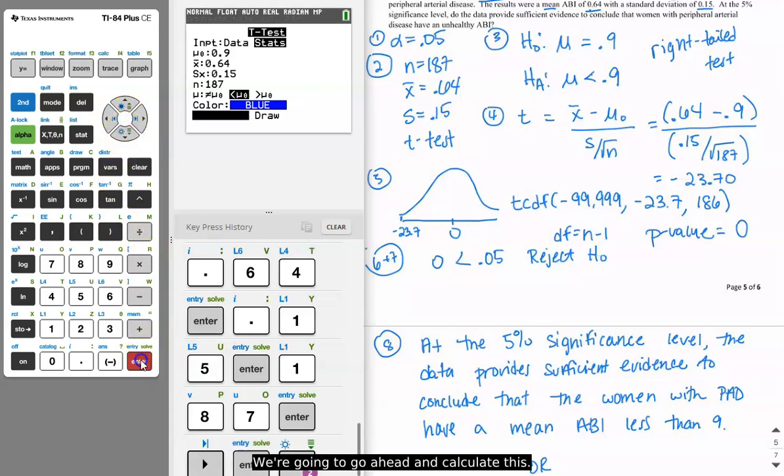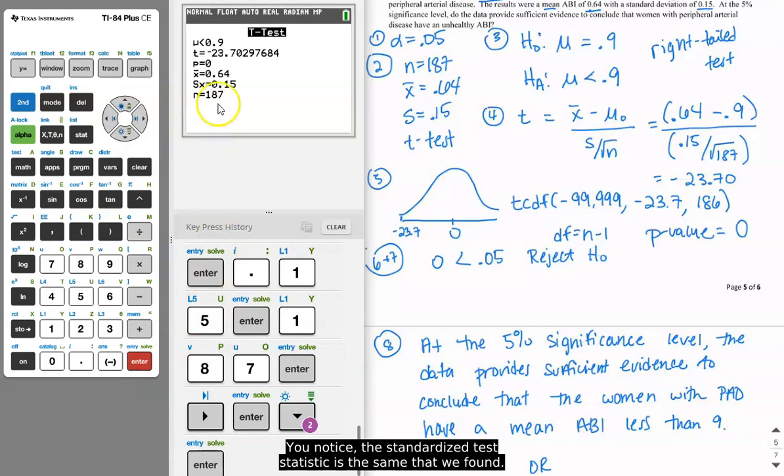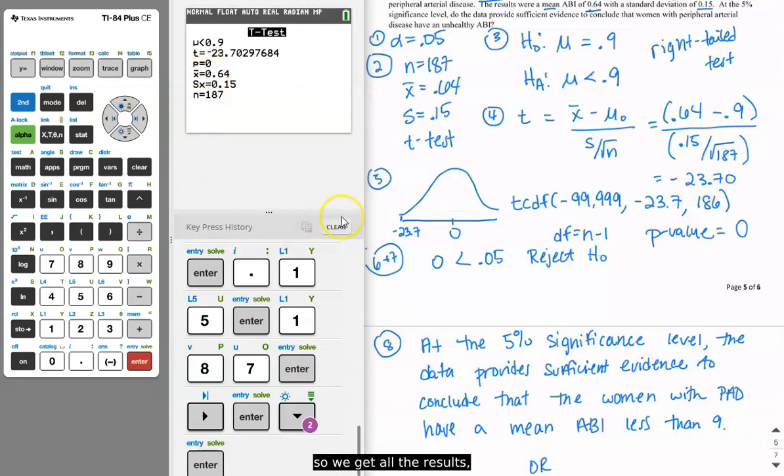We're going to go ahead and calculate this. You notice the standardized test statistic is the same that we found. The p-value is 0, so we get all the results, but we don't have to plug it into the formula. A lot of times it's a little bit faster to do it this route, but in case you just need the p-value and you're just given the standardized test statistic, you can still use that tcdf.